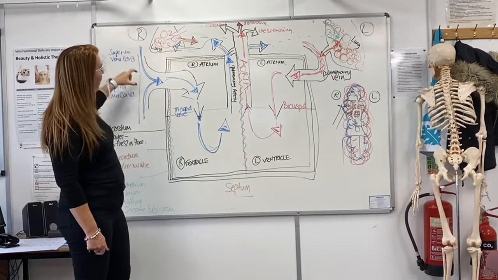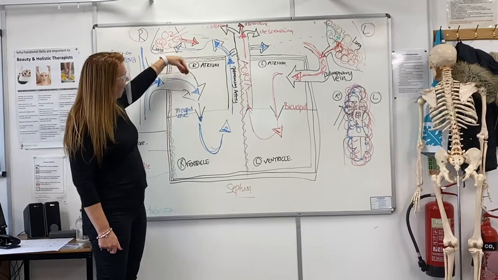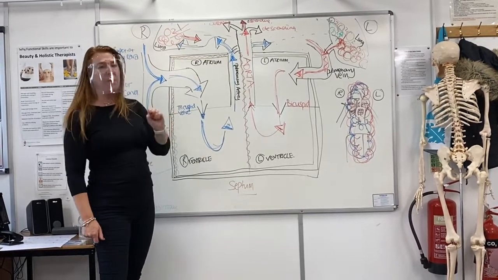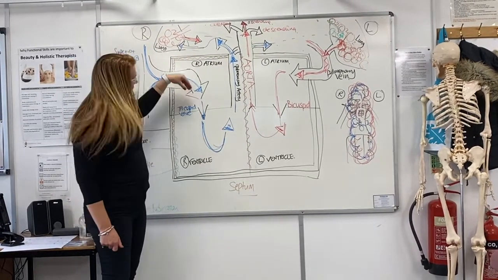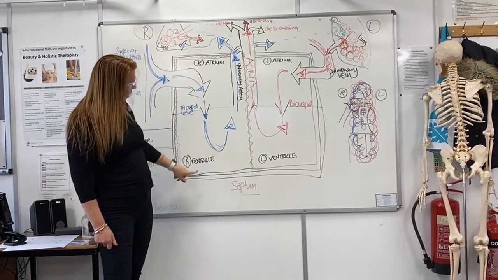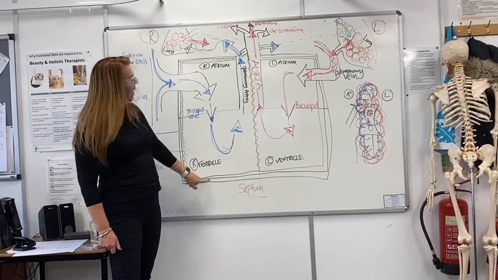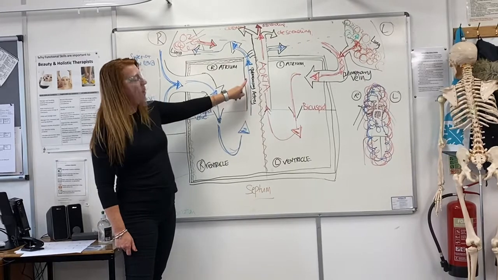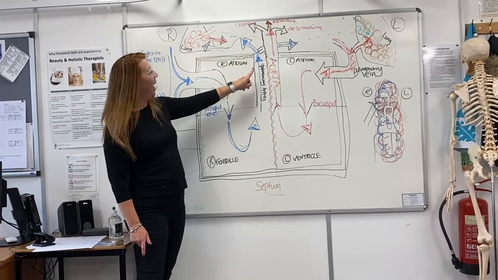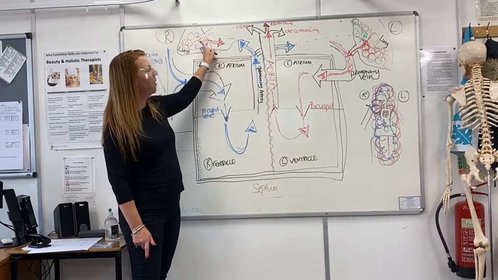Okay, so they enter into the right atrium and they go through the tricuspid valve, that's 3 prongs, goes through the valve and it goes into the right ventricle. It then comes up through the pulmonary artery as it goes to the lungs.